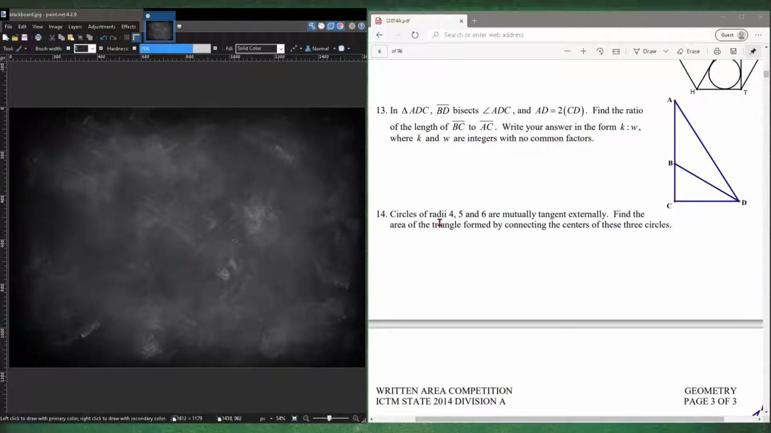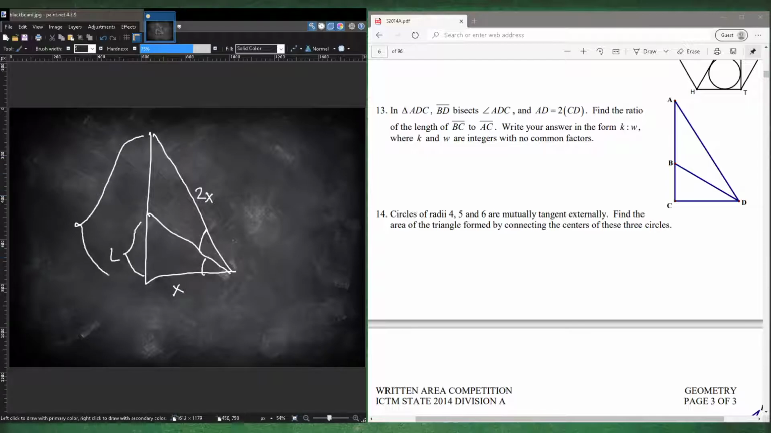Number 13. In triangle ADC, BD bisects angle ADC. Okay, so let's draw this first. So this angle is equal to this angle. And AD is 2 times CD. Okay, find the ratio of BC. So we need to find the ratio of this length, let's call it L, to AC, which is the entire thing, and let's call it M. So we need to find L to M.